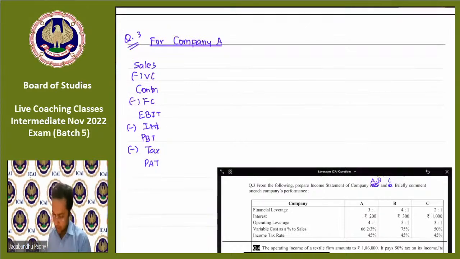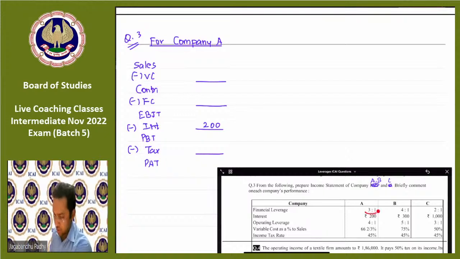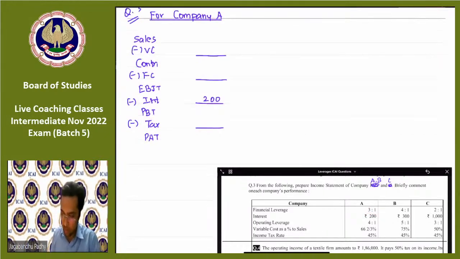Now, sales, we have not been given anything. What we know is that only the interest portion is known to us, which is 200. So let's write down the figures. Interest is 200. Rest all, nothing is given. So the only way to start this question, solving this full thing, is using this interest. Now we know which type of leverage is triggered by interest. So it's financial leverage. So we'll take help of this financial leverage term to do the calculations.